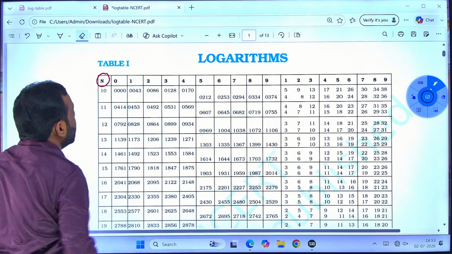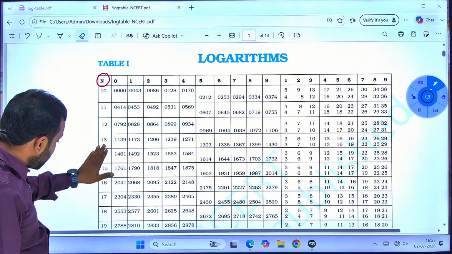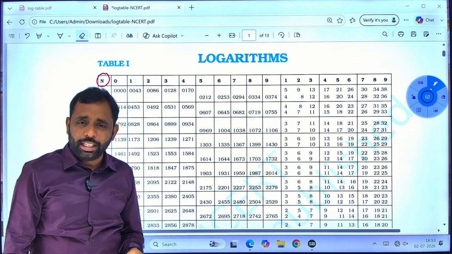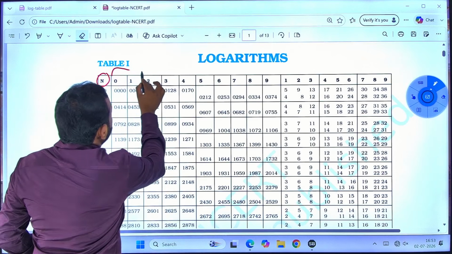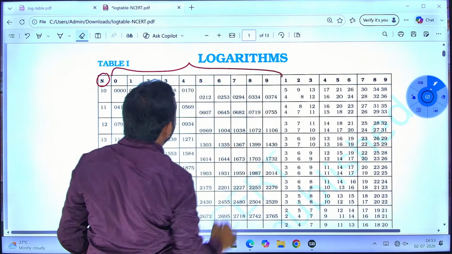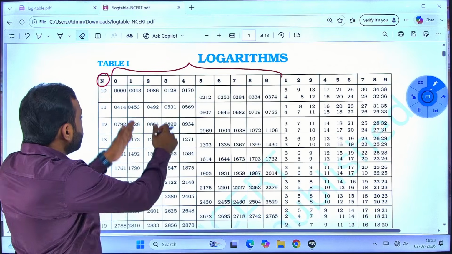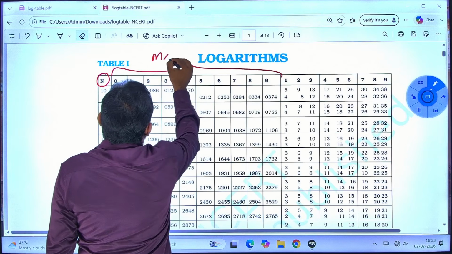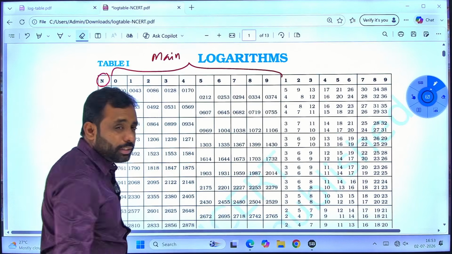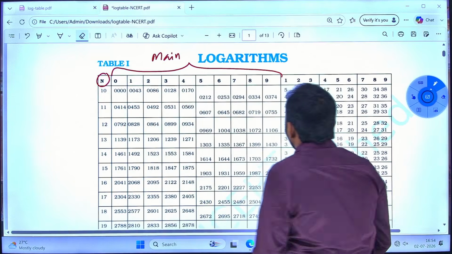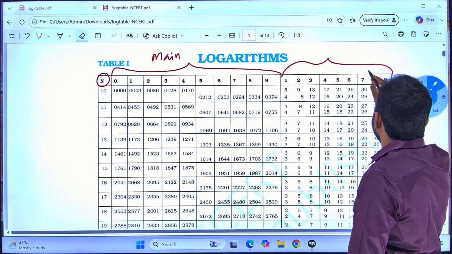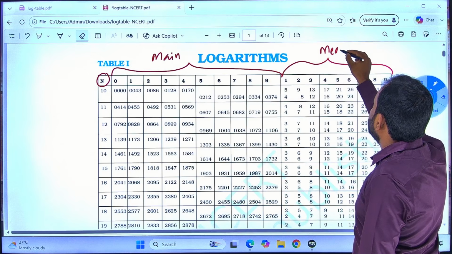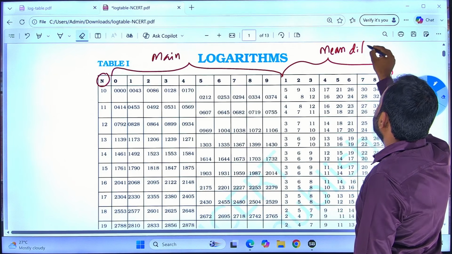Tell me. Here the numbers are 2-digit numbers, starting from 10 and ending with 99. And here what is there? This is 0 to 9. These columns we call the main column. And after 9, the columns 1 to 9 are called the mean difference column.